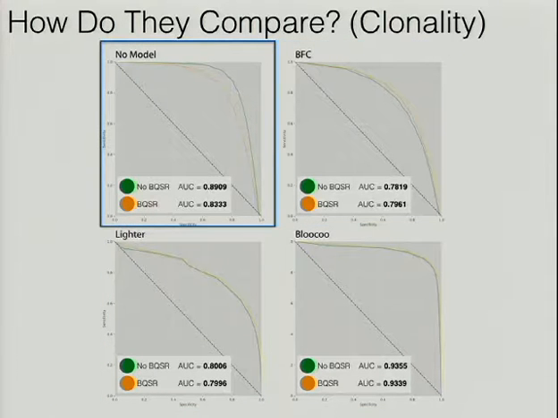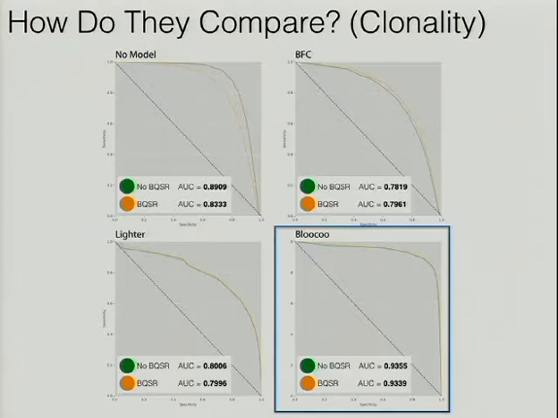We also saw a large difference between the no BQSR and BQSR conditions for the no model condition, and no BQSR, again, exhibited superior performance. BlueCoo, again, exhibited the best performance overall with AUCs of 0.9335 and 0.9339 for the no BQSR and BQSR conditions, respectively.